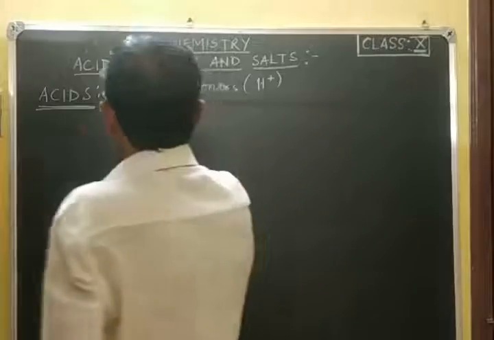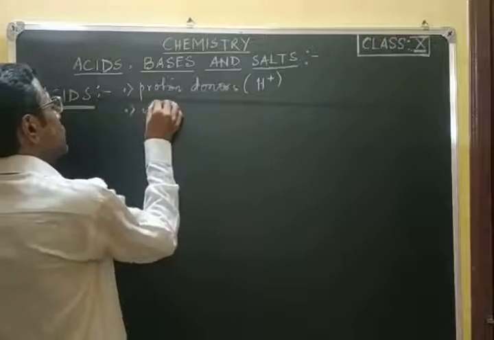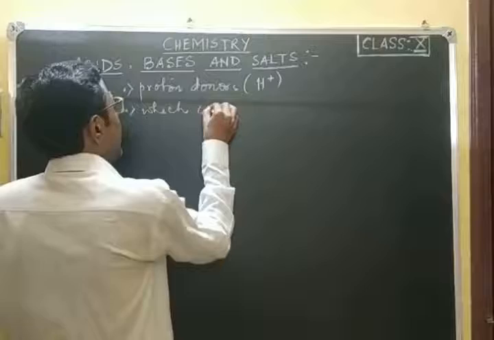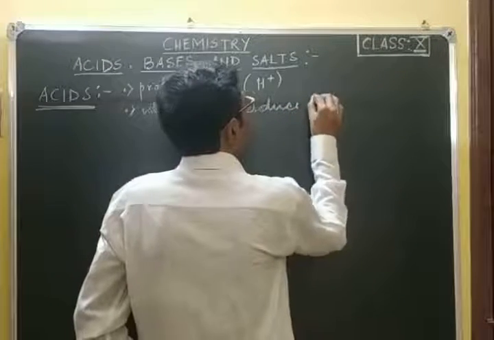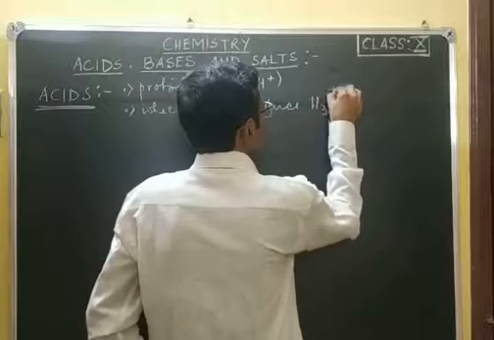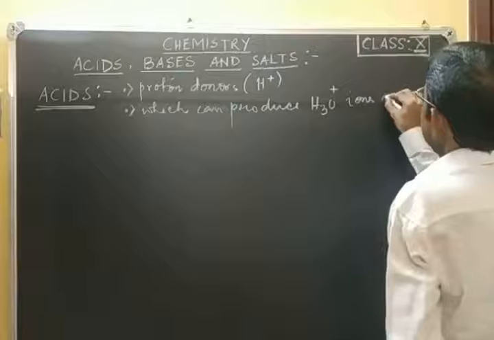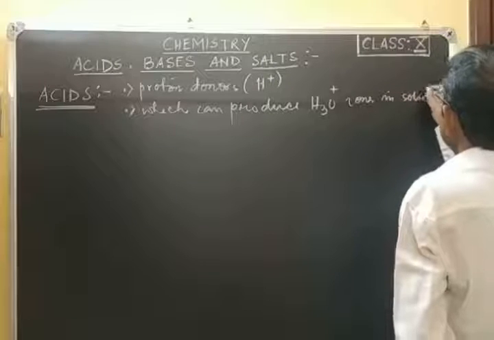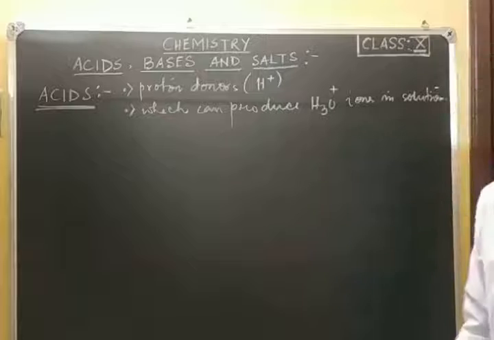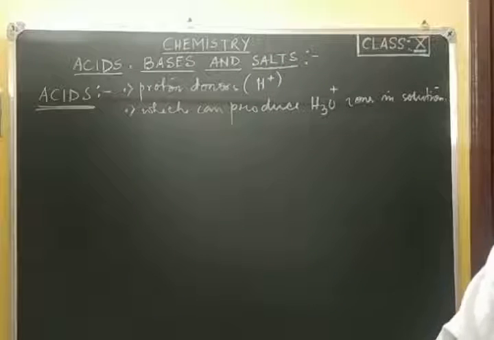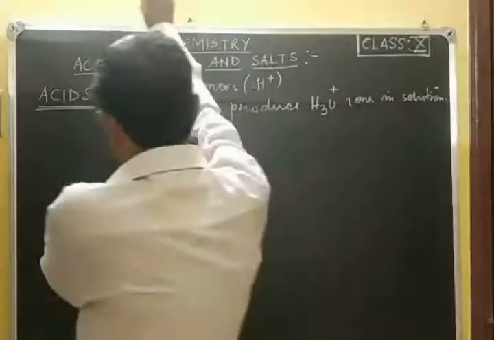Or we can write it like this. They are the substances which can produce hydronium ion, that is H3O plus ions, in solution. These are the few concepts related to acids. And remember, many examples of acids are there. You know all those things.